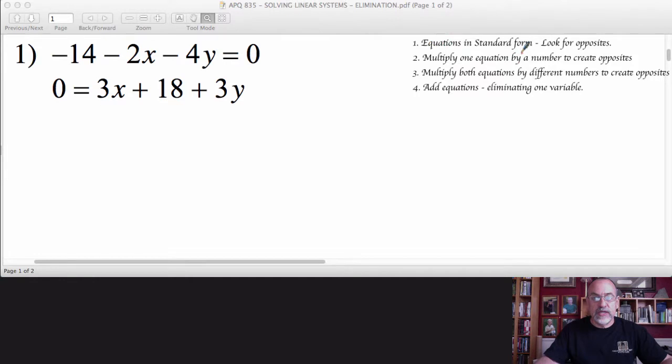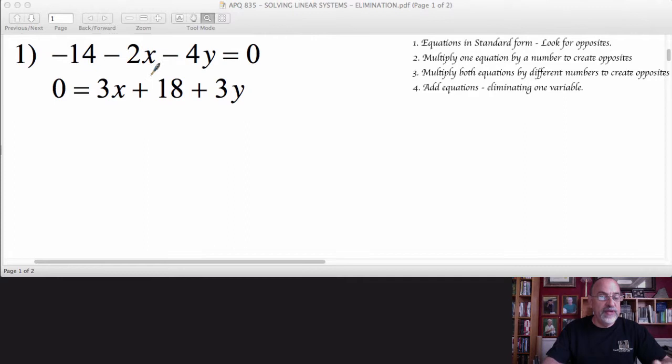As we look at our first step, we want to make sure our equations are in standard form. As we look at this first equation, it's not in standard form. The second equation is also not in standard form. And you remember standard form is simply you have the x term first, the y term second, and then on the other side of the equal sign you have your constant.